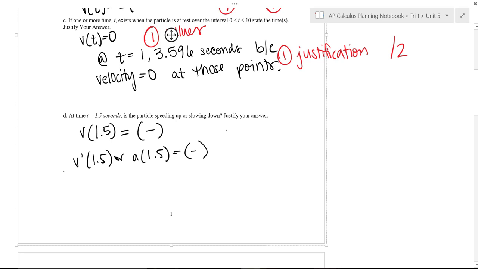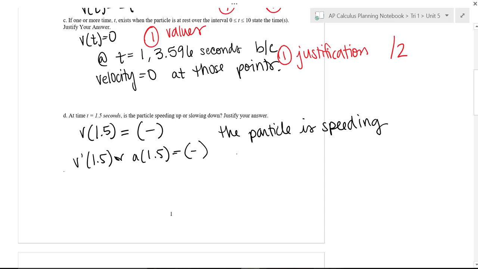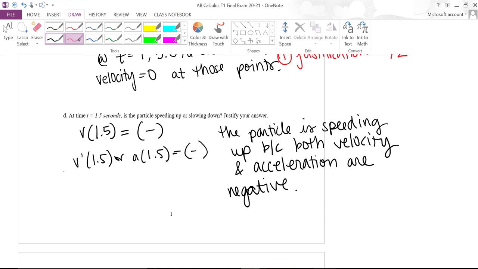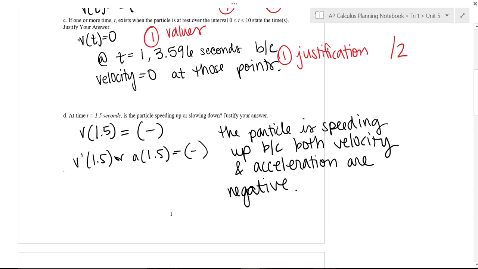So I'm going to say the particle is speeding up because both velocity and acceleration are negative. Because it doesn't ask for the values, you do not have to actually find that number, but you do need to say it. Don't just say that they're the same sign, because anyone can say that, right? We need to say, yes, I know, because they are both negative.